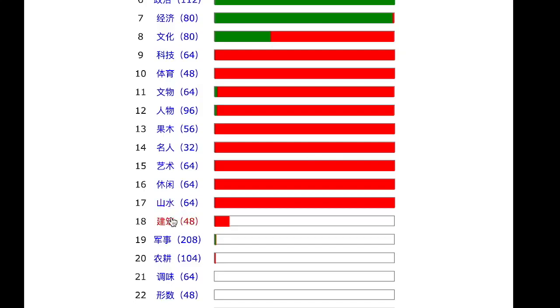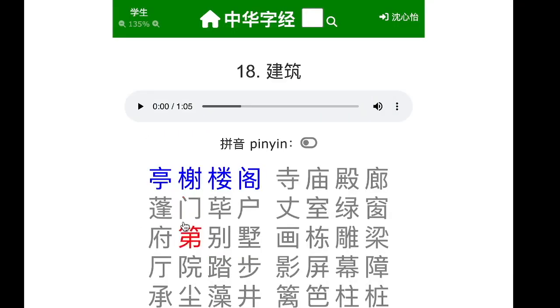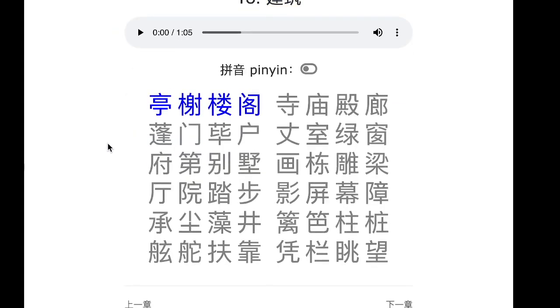Alright, this is day 31 of learning to read Chinese, and today's topic is 建筑, architecture. All these words are various types of buildings or architectural features, particularly in reference to traditional Chinese architecture.